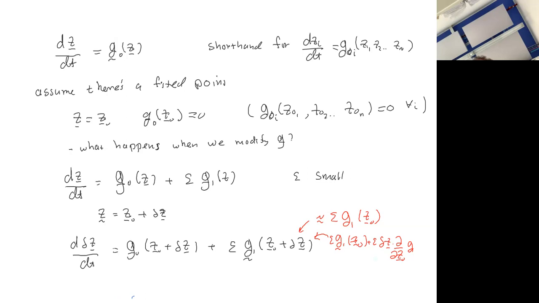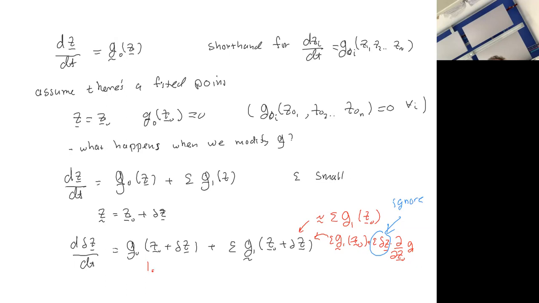So we just ignore delta z. What we're doing is just ignoring this. For this term, though, we do want it to Taylor expand.